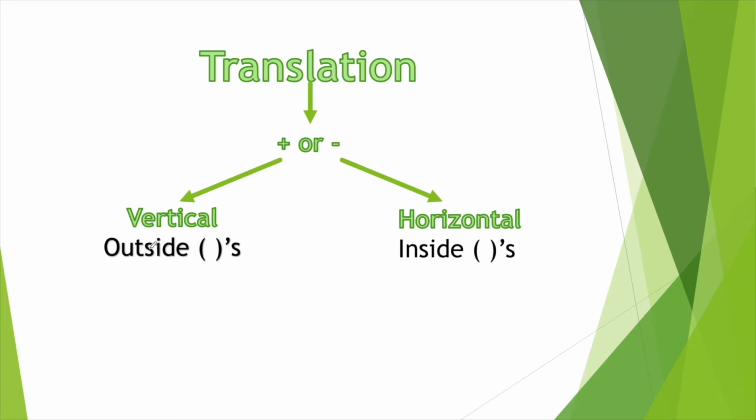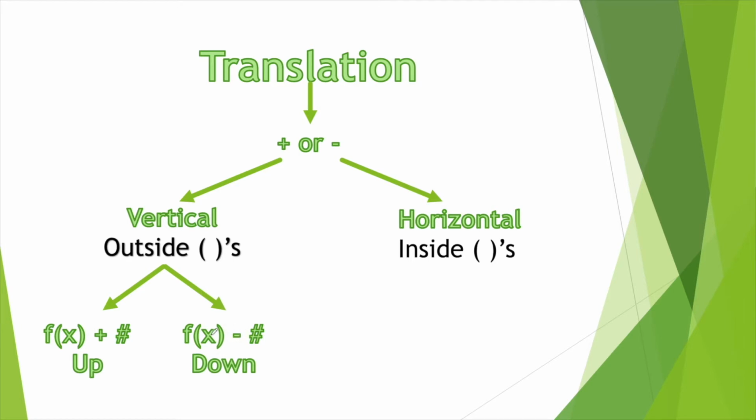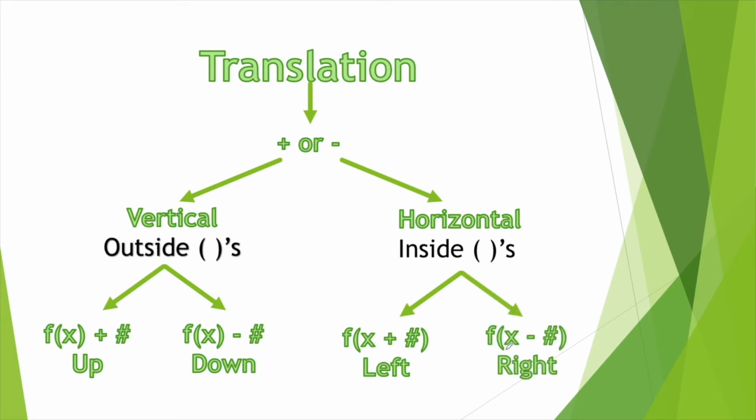Vertical being on the outside is because when we add something for translation, we're adding it to every portion of the function. Whereas for the horizontal, we're strictly adding it just to the x value. So if we have vertical, we know that if we add a number to the outside of the parentheses, like shown right here, it's going to be moving up. And if we subtract something on the outside of the function, we're going down. For horizontal, if we add something on the inside of the function next to the x value, we're going to the left, and if we subtract, we'll be going to the right.